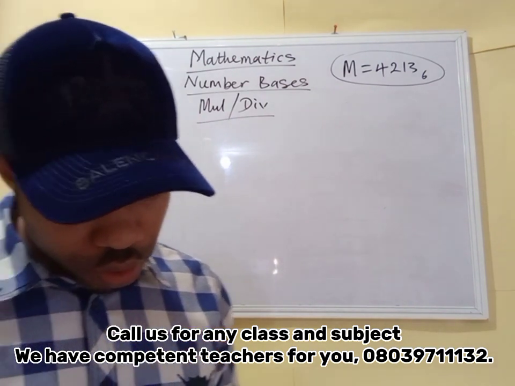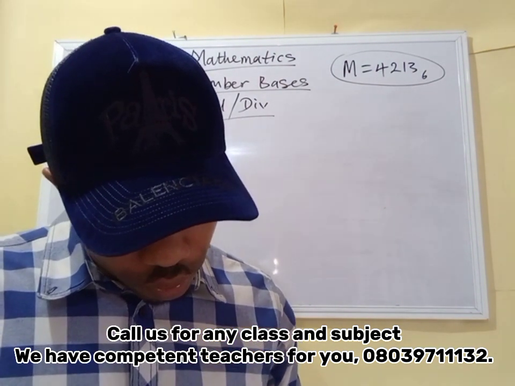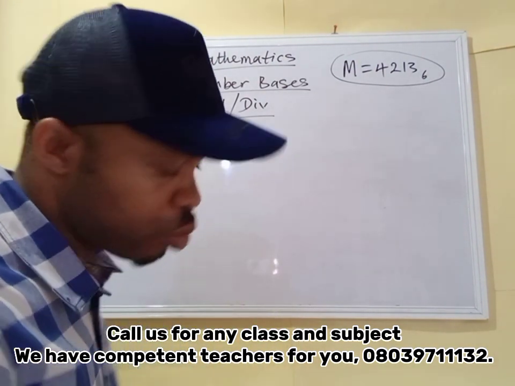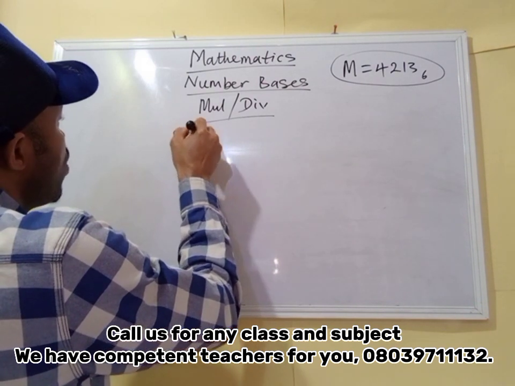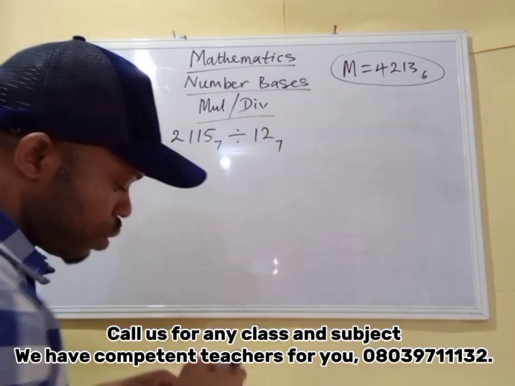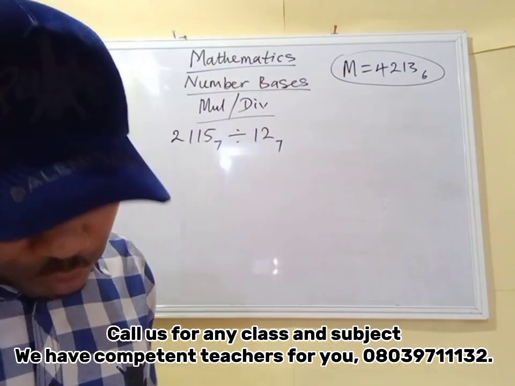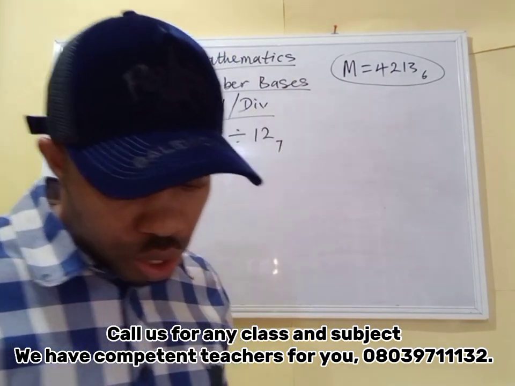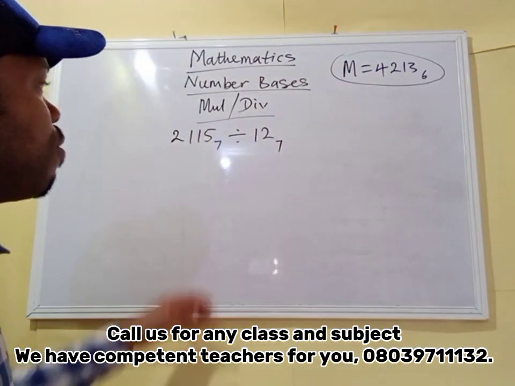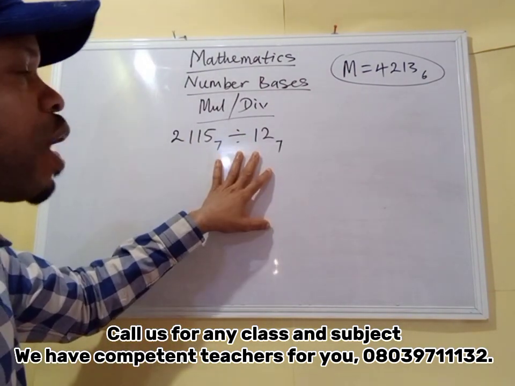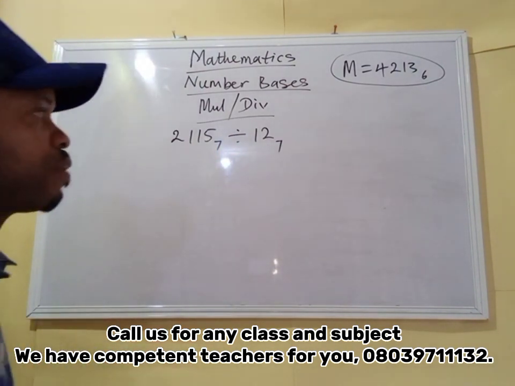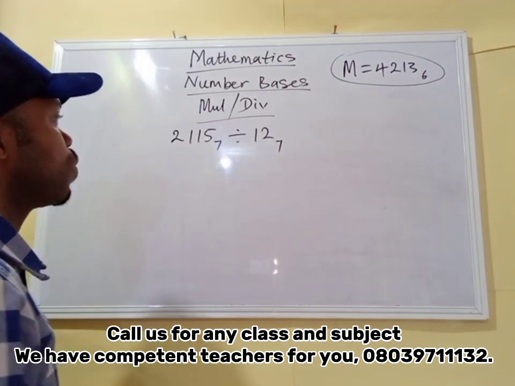So if we are given, evaluate 2115 base 7 divided by 12 base 7. Now the approach to this kind of problem is for us to convert both of them to base 10. We do our division in base 10, and what it gives us, we convert it back to base 7. That's the easy way to go about it.